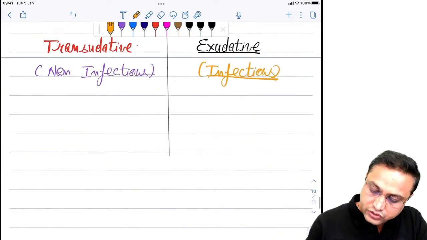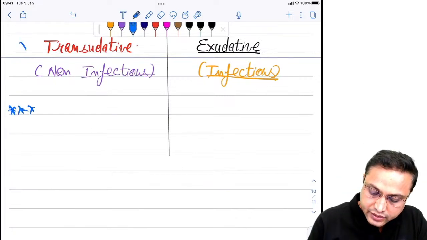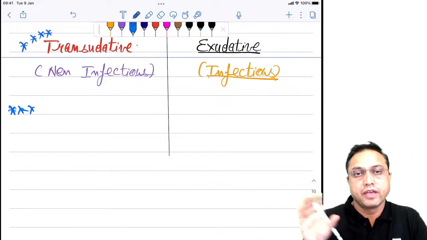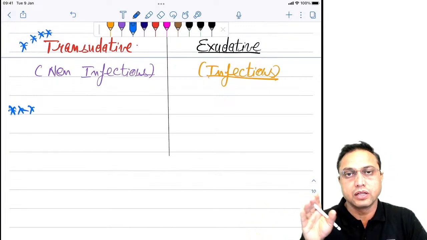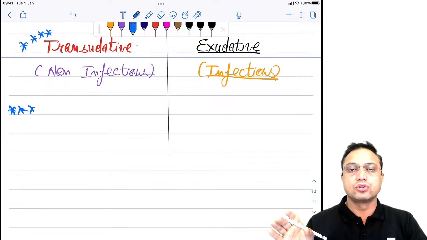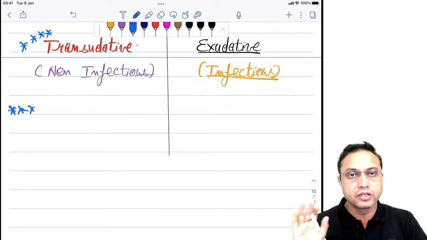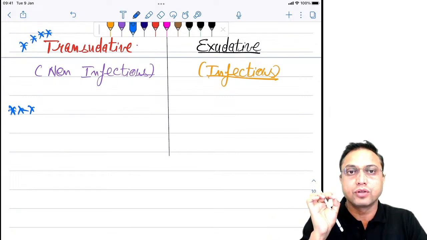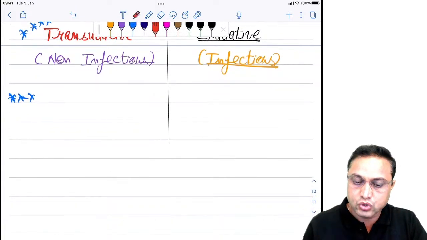First of all, what are the causes of transudative pleural effusion? Very, very important, and put a star mark over here. This question is the favorite question of the examiner. They just write you a history, and if there is a history of fever, then it is going to be exudative or infectious causes. Or if in the question you find that there is no history of fever and the patient is only having breathlessness, dry cough, difficulty in breathing, particularly in supine position, but there is no history of fever, I repeat, no history of fever, then think of the non-infectious or transudative causes.